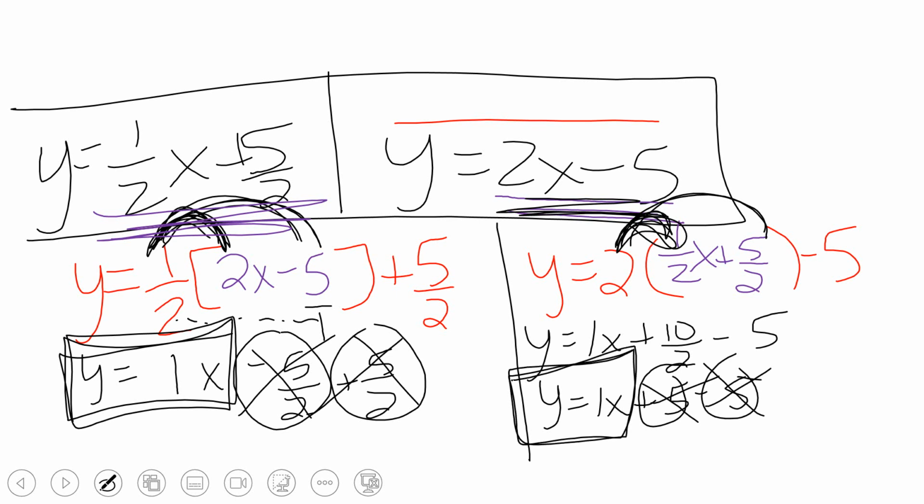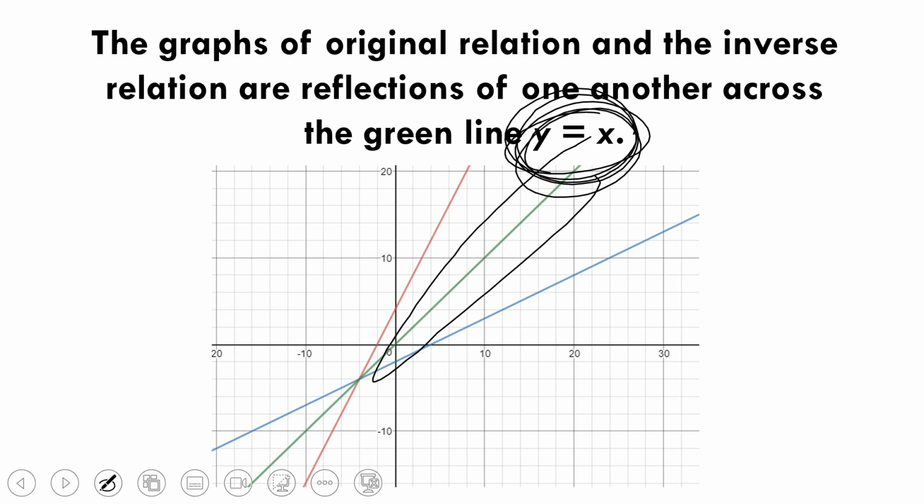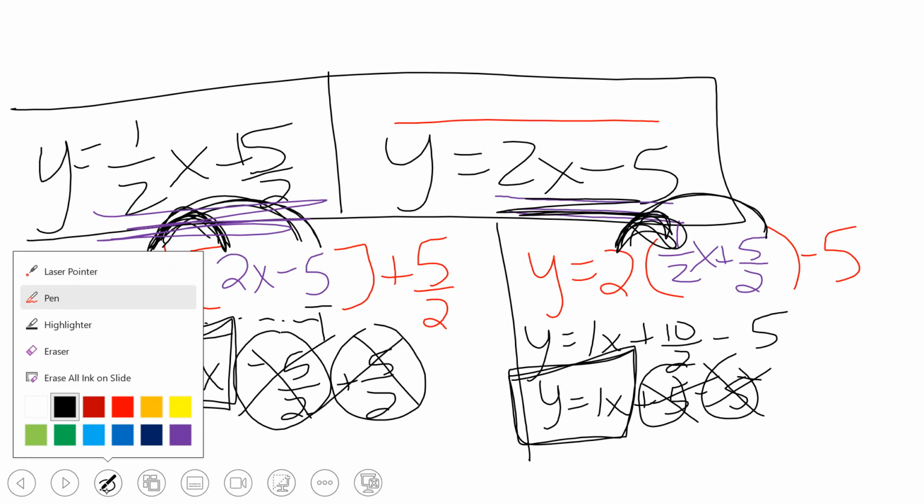It has to work both ways. Am I always looking for y equals x? I am. I'm always looking for y equals x. And I want to show you why. Look back here. What is the equation of this line? Y equals x. Okay?